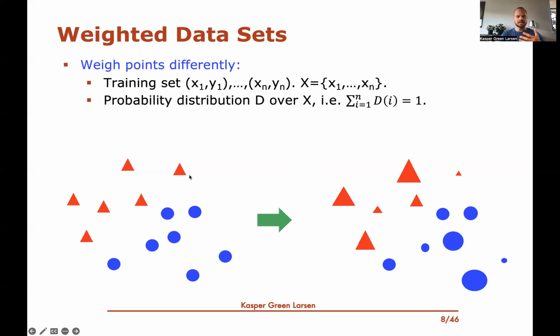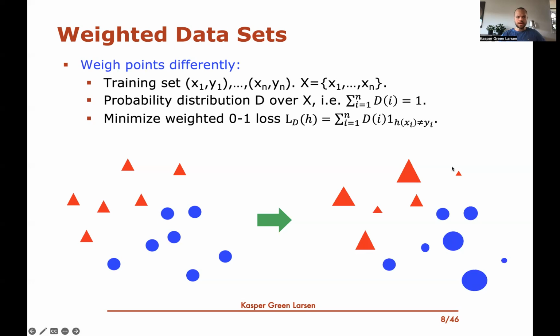So we can imagine it like this: each of the points in the training data set is weighed differently. Some of them have a huge weight, and some of them are really small. And we should think of it as if we make a mistake on the ones with a large probability, then this is much worse than if we make a mistake on the ones with a small weight.